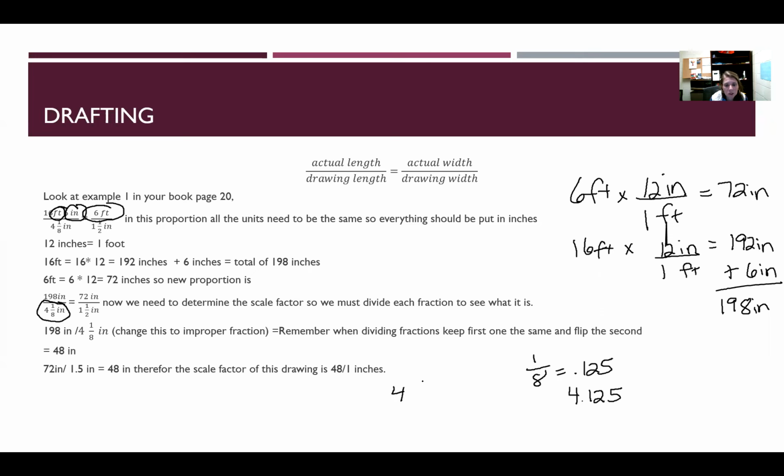We could also change this into an improper fraction. You take the bottom number of the fraction, multiply it by the whole number, and then add the top number. So that would be 32 plus 1 equals 33 out of 8. If you check that in your calculator, 33 out of 8 gives you this same number here, okay? So when you take 198 inches over 4.125 inches, it's going to give you 48 inches, okay?